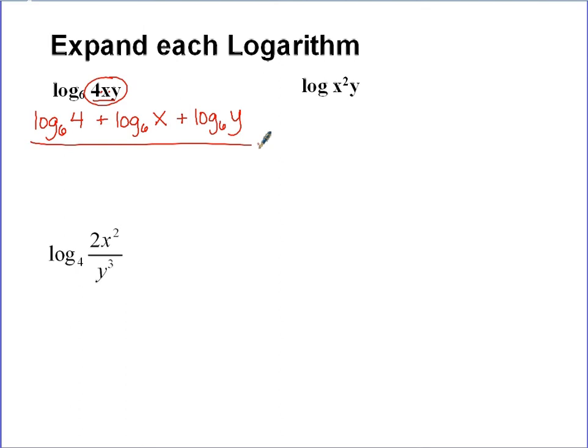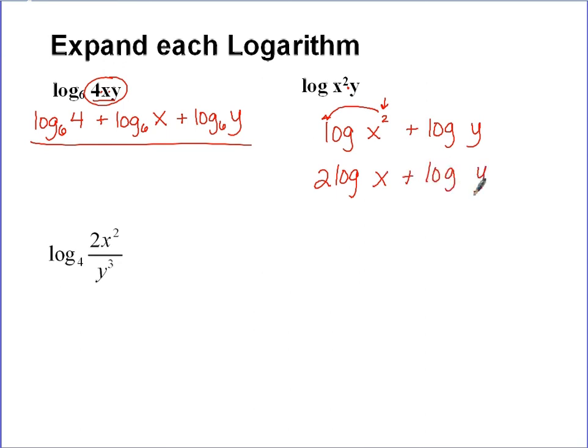Okay, over at log of x squared y, I can do the same thing. There's multiplication right there. So I can separate this out as log of x squared plus log of y. Now I could stop here, it's kind of expanded, but I notice there's this exponent up here, and I want to get rid of that, so I can use the power property and take that 2 and bring it down in front. So it's going to become 2 log x plus log y, and that would be completely expanded.